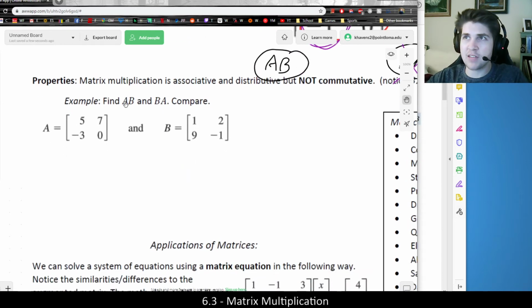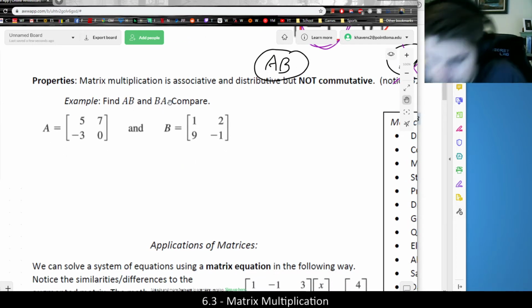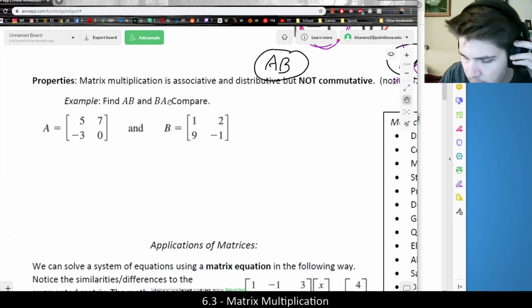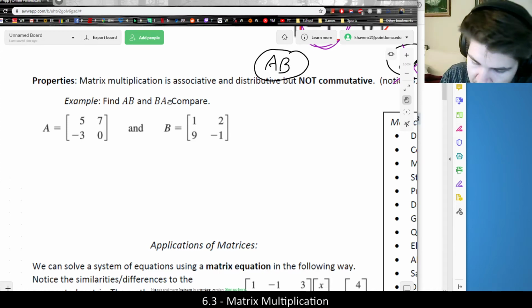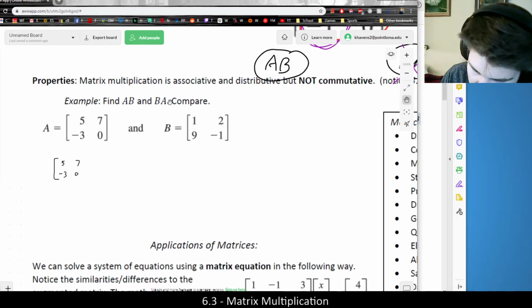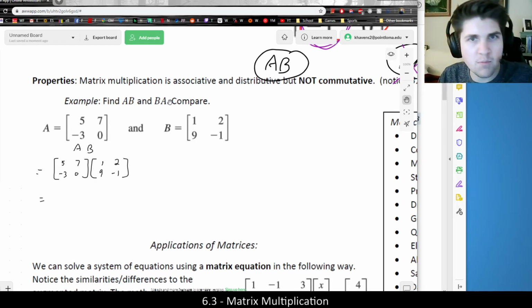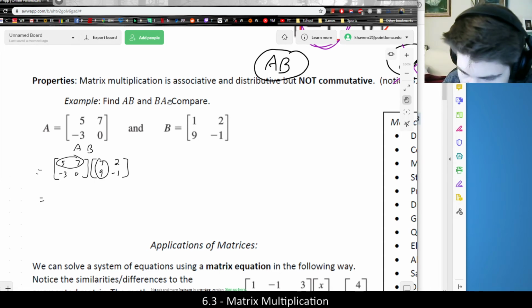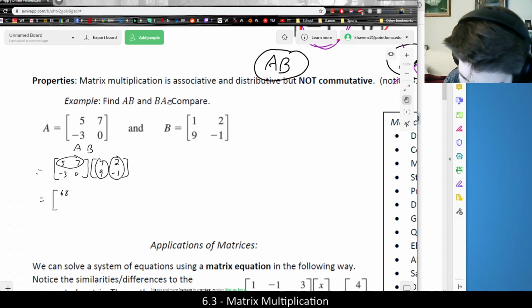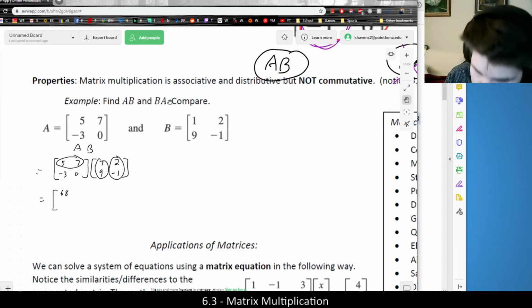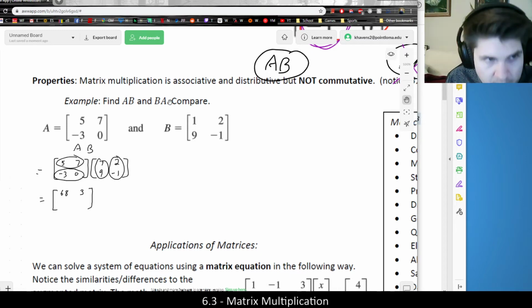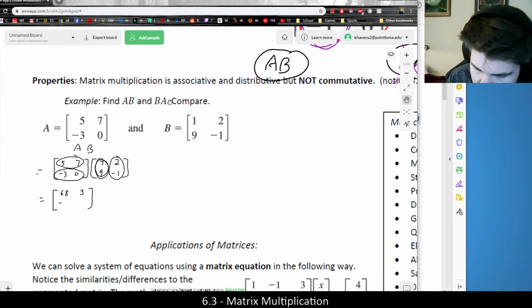So in this example, let's figure out what AB and BA are and compare them to look at what we get. If we try to do matrix A times matrix B, let's just copy them down right here: 5, 7, negative 3, 0, and 1, 2, 9, negative 1. This would be A times B. Running through the usual set of inner products, I would get 5, 7 times 1, 9, which is 5 plus 63, 68. 5, 7 times 2, negative 1, which is 10 minus 7, 3. Then I would get negative 3, 0 times 1, 9, which is negative 3 plus 0. And negative 3, 0 times 2, negative 1 is negative 6 plus 0, negative 6. So this is the answer to the product AB.